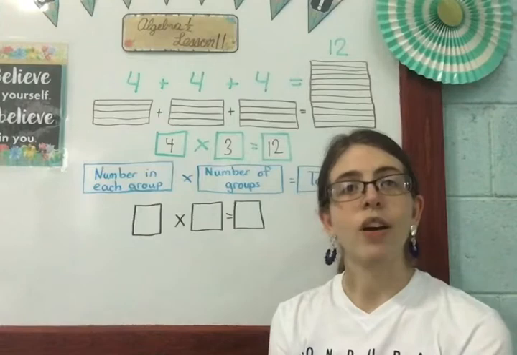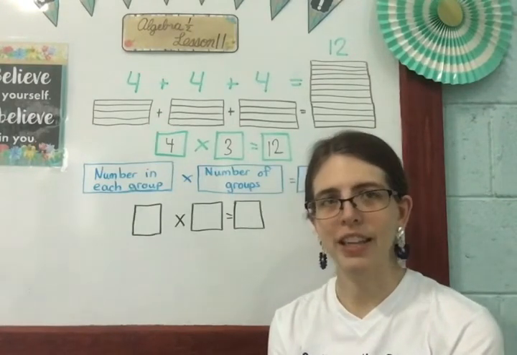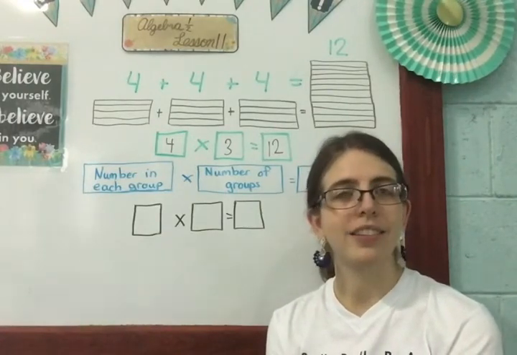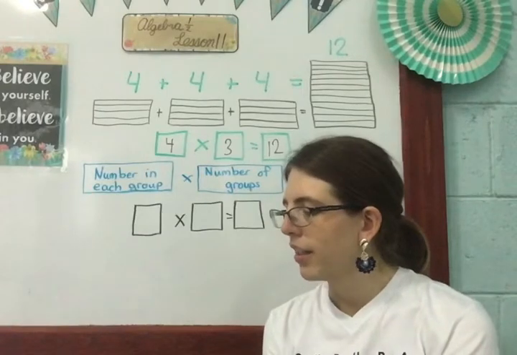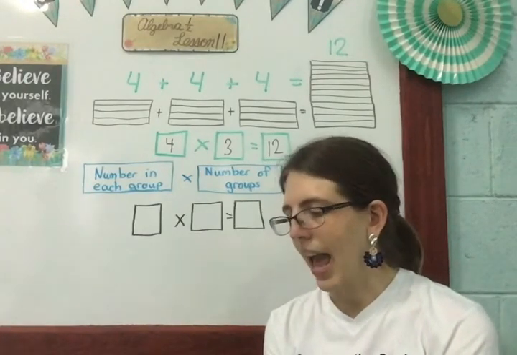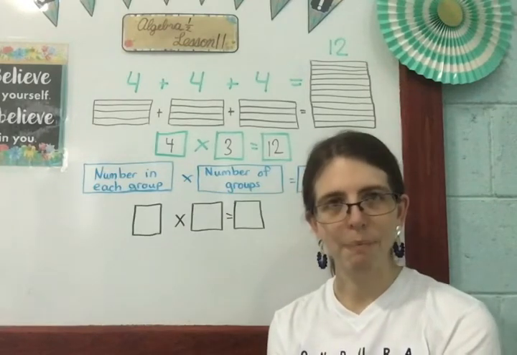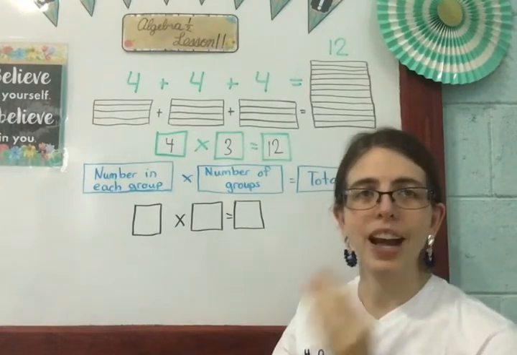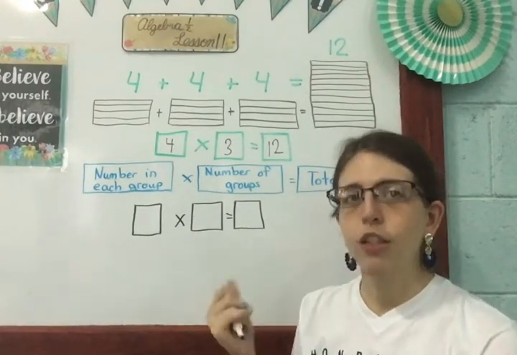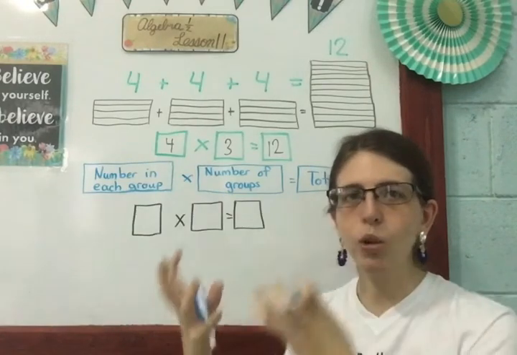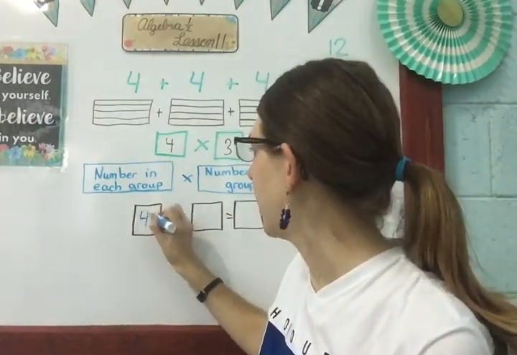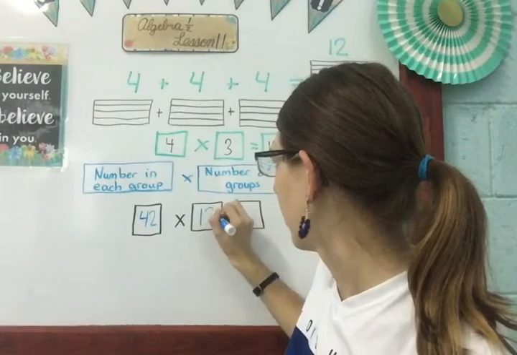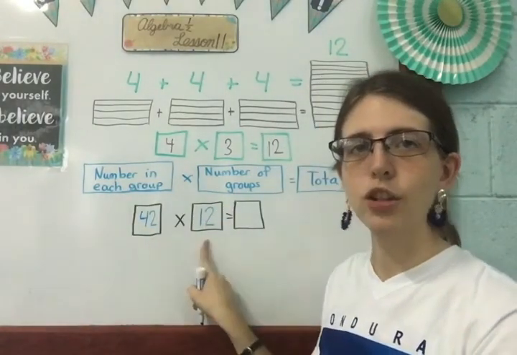42 students can ride on each bus. Okay, let me say that again. 42 students can ride on each bus. So that's the number in each group. If there are 12 buses, how many students can ride to the game? Okay, so there's 42 students in each bus. So you need to recognize that this is the number in each group. The groups are the buses, because the buses are holding the students. So there's 42 in each bus, and then there are 12 buses. So that means 42 in each group, 12 groups.